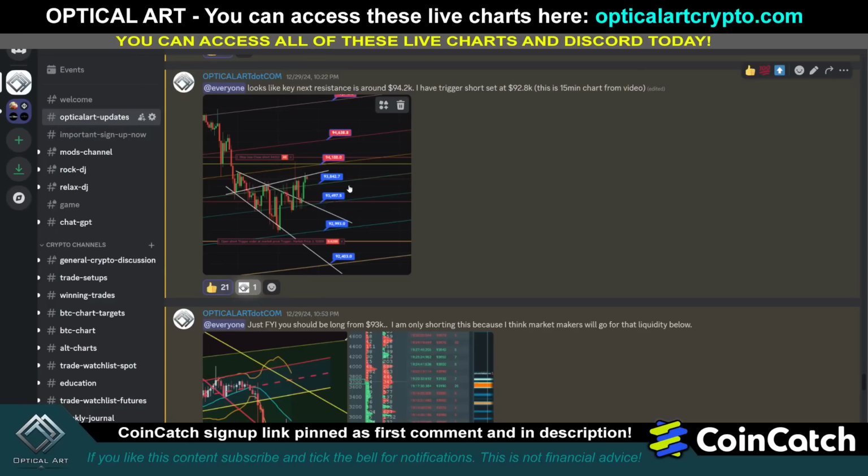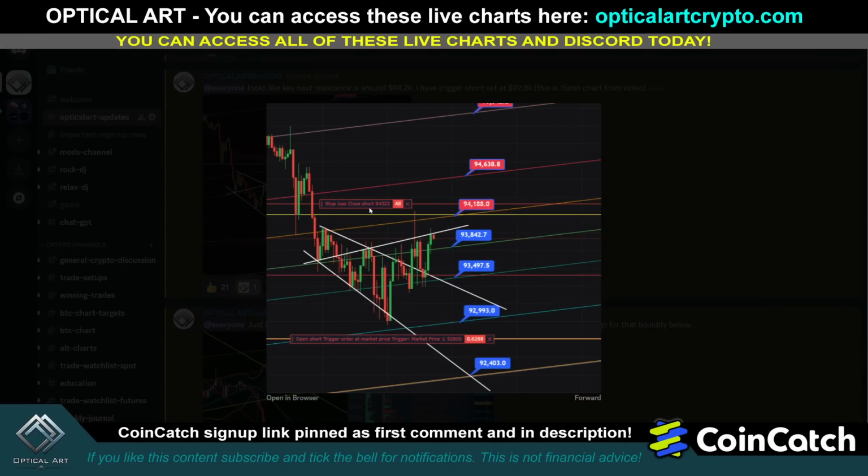In Discord, this is the short. Notice I had my resistance. I had my stop loss to close my short at 94,322. I added to my short at this point. I was already in a short.